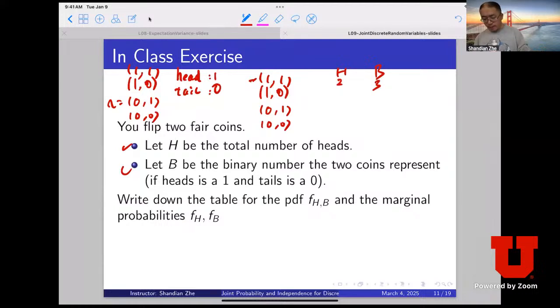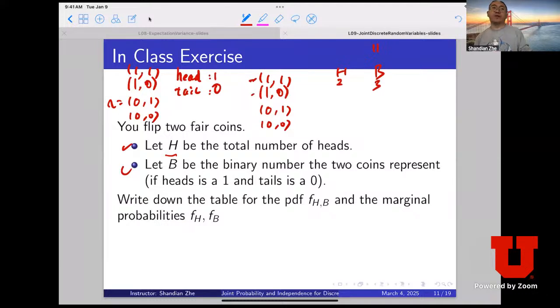So for 1, 1, H is the total number of heads, which is 2. And B is the binary number represented by the two coins. So 1, 1 means the binary number 1, 1, and if you convert it to a decimal number, it is 3. Does it make sense? Okay, so how about 1, 0?